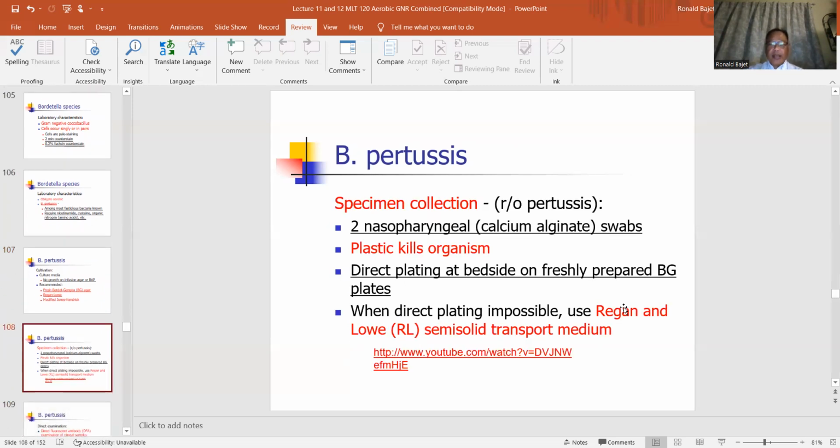Specimens for Bordetella are two nasopharyngeal calcium alginate swabs. Plastic will kill this organism, so make sure you know that plastic swabs or any kind of plastic will kill Bordetella. It's red there for a reason. When direct plating is possible, use Regan-Lowe media, a semi-solid transport media. So Regan-Lowe is used for transport, but once it's in the laboratory, plate it onto a BG agar, the Bordet-Gengou agar.